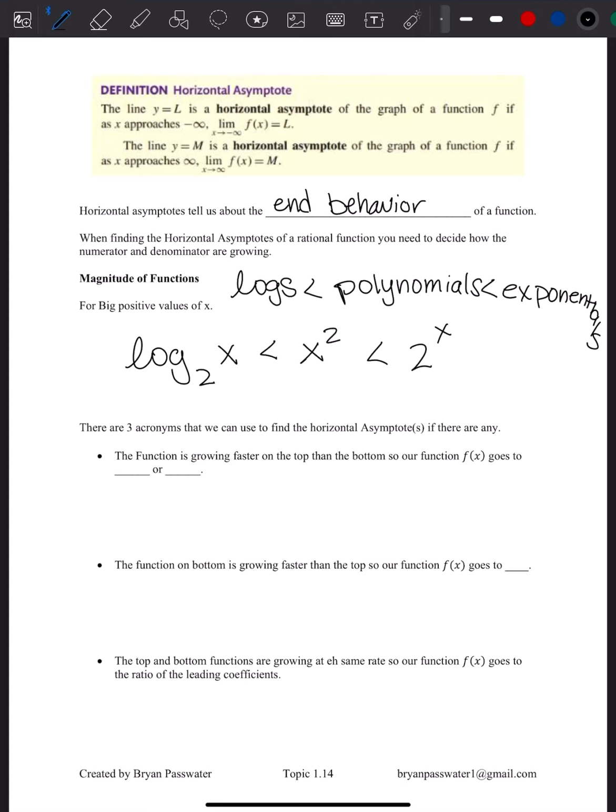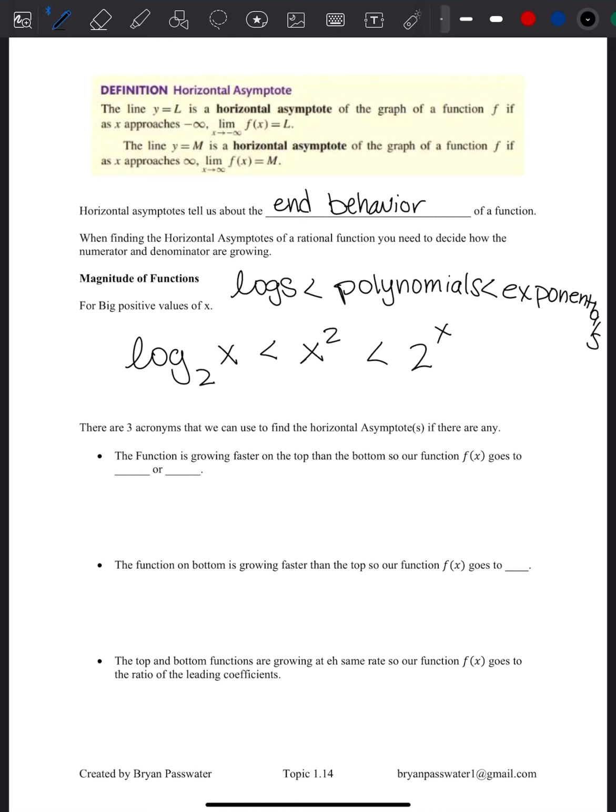So this is only true for big positive values of x. If we're talking about negatives, then it's going to go in the opposite order. Logarithms are going to go way faster, but at the same time, we need to remind ourselves that with logarithms, we can't put a negative number into a logarithm by itself, and 0 can't even really go in there either. So we need to be a little bit careful with logarithms.